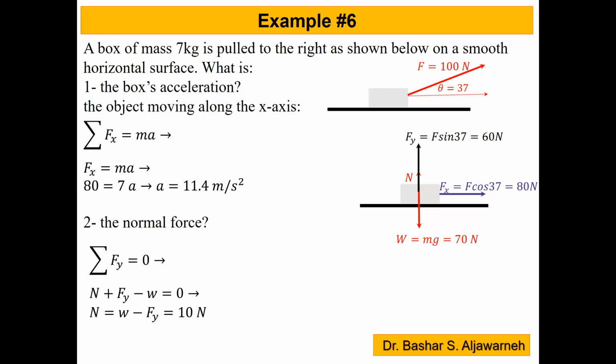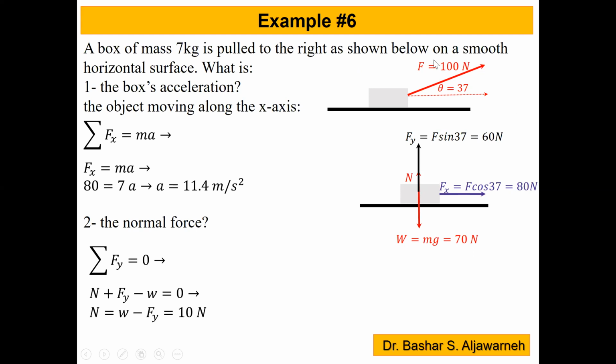Here the direction of the motion is given, which is to the right, as shown below, on a smooth horizontal surface. Find the box's acceleration and the normal force. As I mentioned before, please draw your system with all the forces acting on your object. So, x-axis and y-axis: the normal force is an upward vector, the weight is downward, as you can see here, and both of them are perpendicular to the surface, or perpendicular to the x-axis.